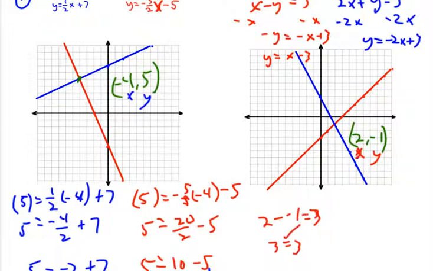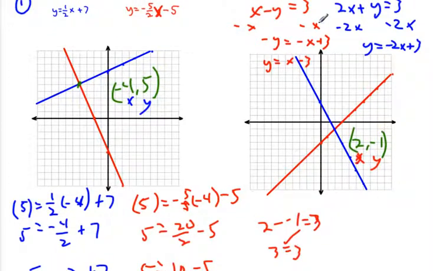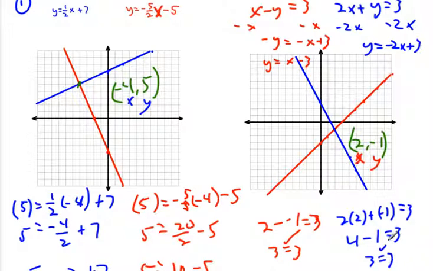Good news. All right, let's try the second one. 2x plus y equals 3. So that would be 2 times 2 plus -1, which is y, equals 3. Well, 4 minus 1, does that equal 3? Of course it does. 3 equals 3. And that is the solution to this system of equations.